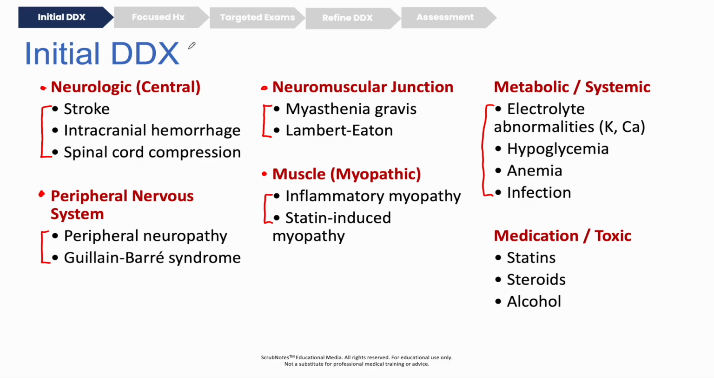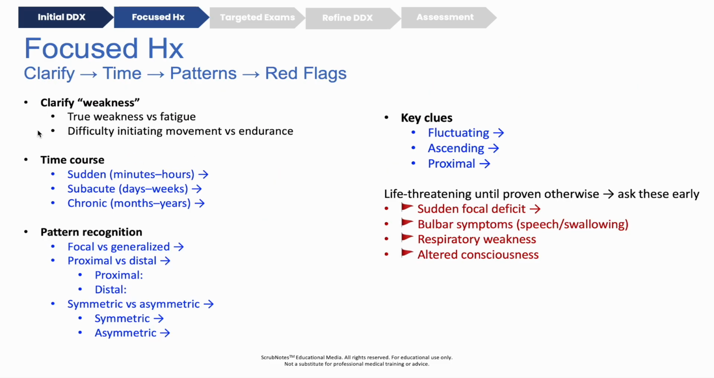At this stage, we're really not trying to be right, we're trying to be complete. But this list alone doesn't help you. What matters is how you narrow it. Now, this is where the diagnosis actually starts to narrow. Instead of ordering labs, we start with the history. First, clarify what the patient means by weakness. Is it true weakness or fatigue? Is it difficulty generating force or just low energy? These are completely different pathways.